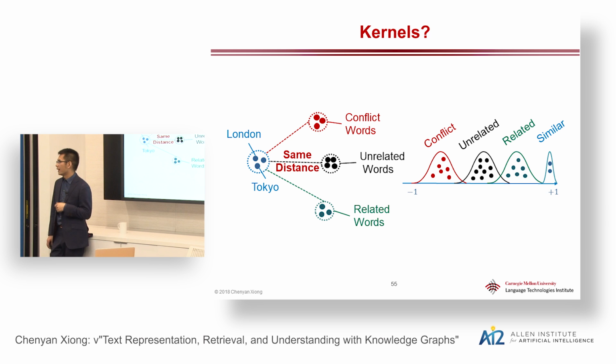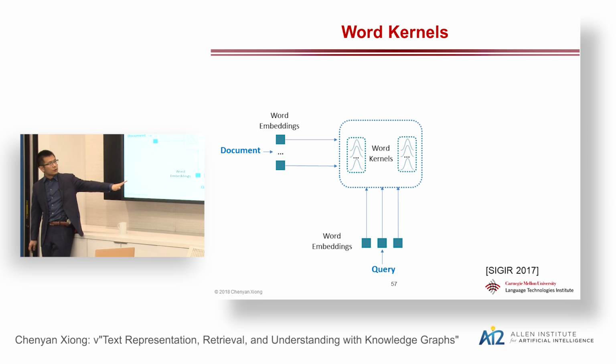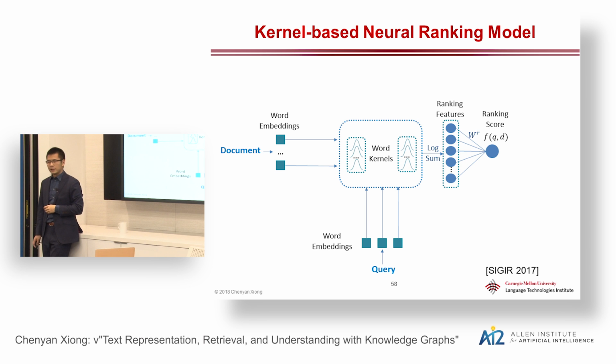So following this idea, what are the models we come up with? We have the query, we have the document, we have all the word embeddings. So we can use kernels to directly model their interactions in the word space. Say how the query words are similar to the document words, and pull that back to the kernels. And you have the kernel scores. You can, for example, use a log sum to combine all the kernel scores into some ranking features. And then you pull those ranking features into a learning to rank system, and you combine them into a ranking score.